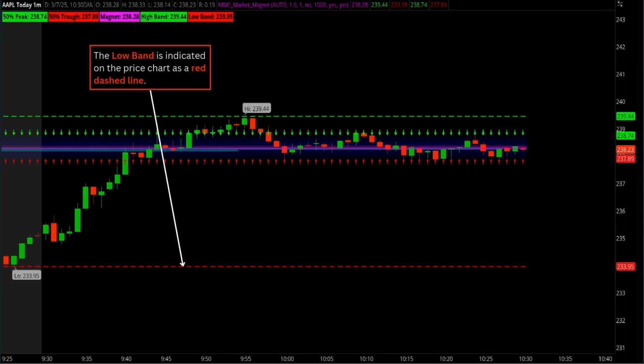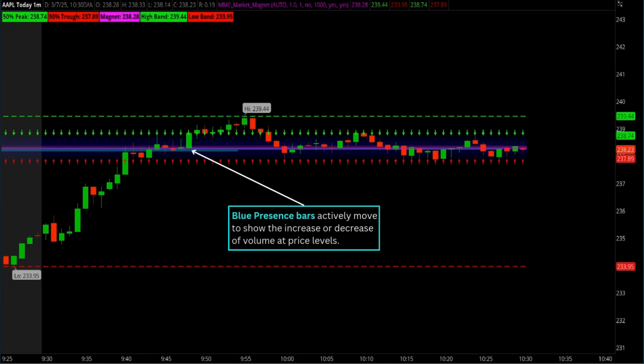breakdown level. Moving horizontal blue bars mark the volume at specific prices around the magnet. When the bars are moving above the magnet, it can mean a future upward movement in price. If the bars are moving below the magnet, it can mean a future downward movement in price.